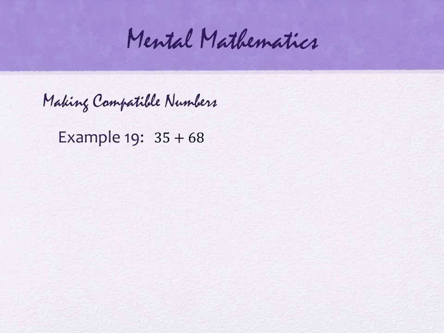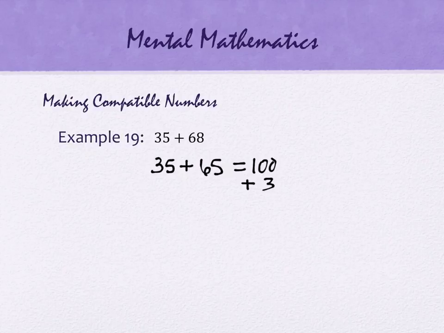35 and 68 are definitely not compatible, but they're close. If I took 35 and I left it as 35, what would I like to add to it to give me a nice, beautiful 100? Oh, do you get 100? 65, yeah, 65 would be it. And that's not exactly what I have, but it's awfully close. This would give me 100. How much did I not add that I should have? 3. So this is now 103.